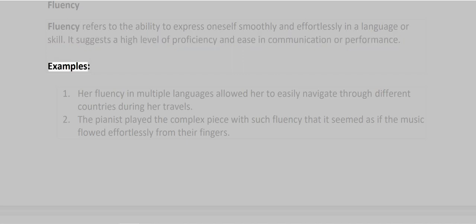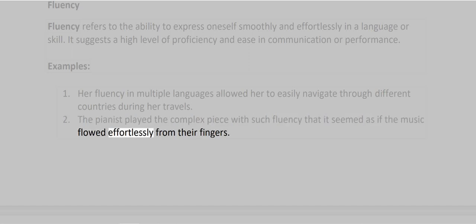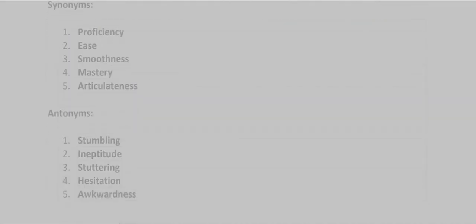Examples. 1. Her fluency in multiple languages allowed her to easily navigate through different countries during her travels. 2. The pianist played the complex piece with such fluency that it seemed as if the music flowed effortlessly from their fingers. Synonyms. 1. Proficiency. 2. Ease. 3. Smoothness. 4. Mastery. 5. Articulateness. Antonyms. 1. Stumbling. 2. Ineptitude. 3. Stuttering. 4. Hesitation. 5. Awkwardness.